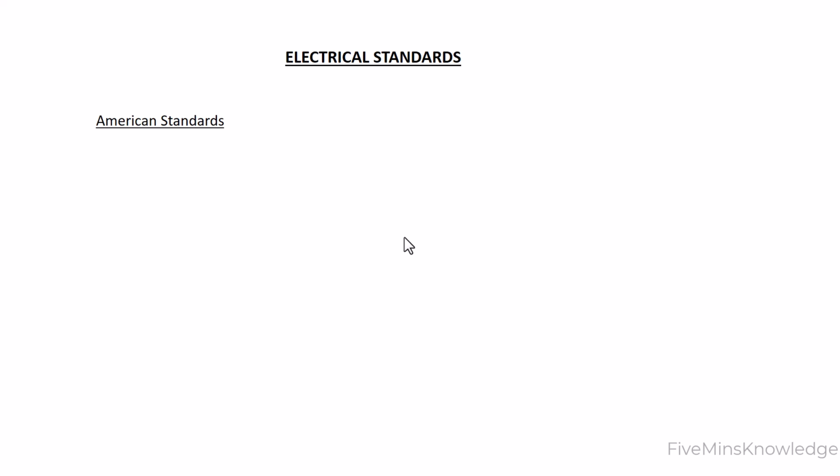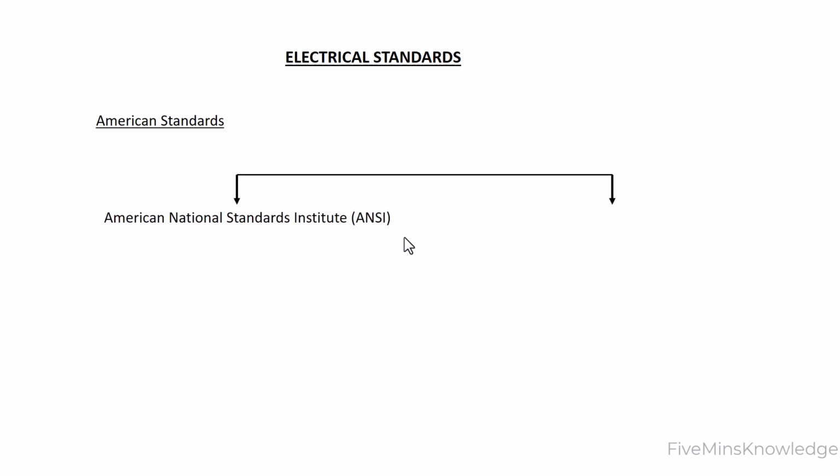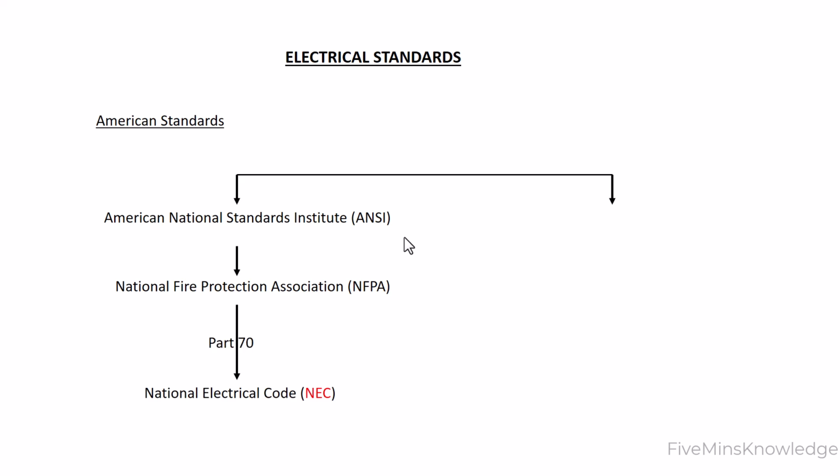And then comes American standard. There are basically two bodies that form the standards. One is ANSI, American National Standards Institute. And under this ANSI, there are different bodies. One of them is NFPA, National Fire Protection Association. Under this NFPA, there are various parts. One of the parts is part 70, that is NEC, National Electrical Code. This is part 70 of the NFPA. That is why NEC is also called NFPA 70.